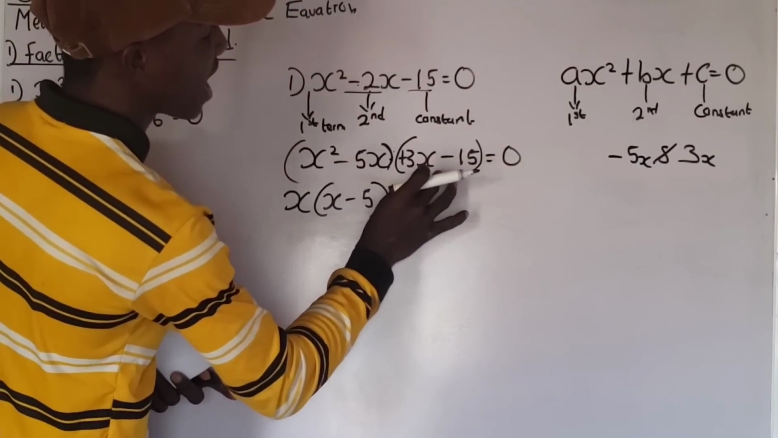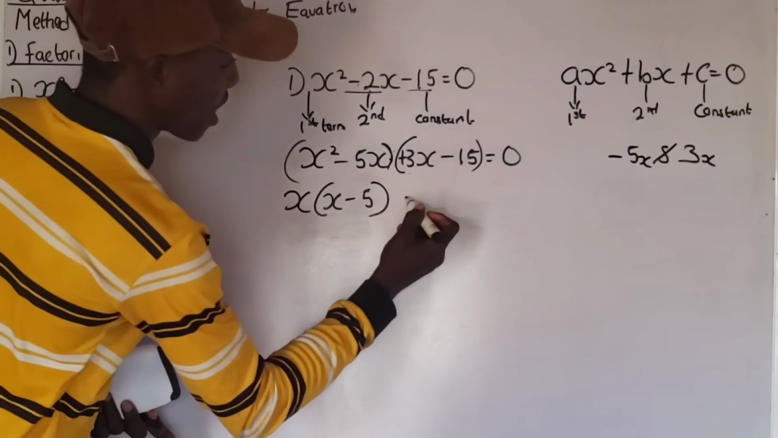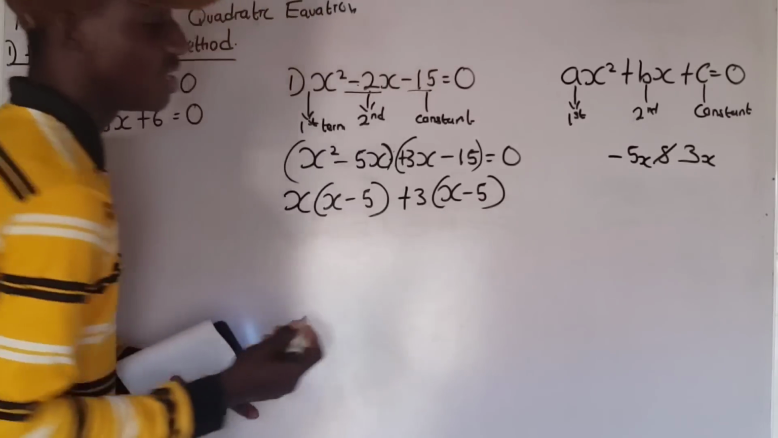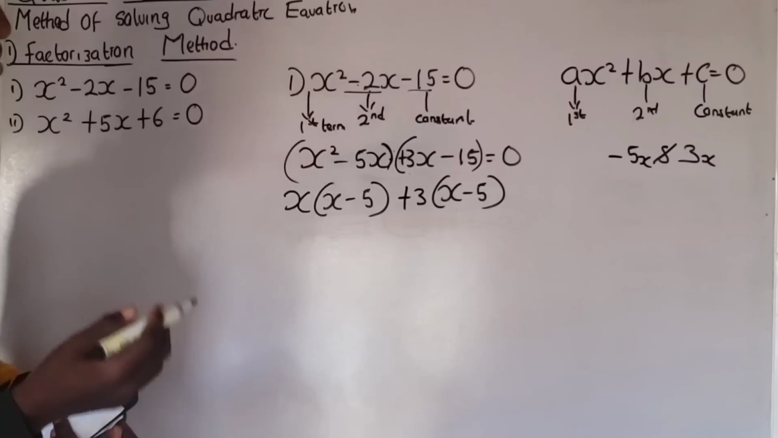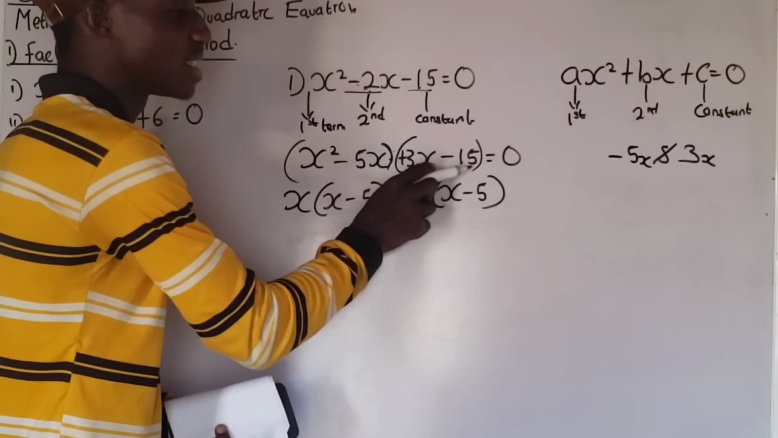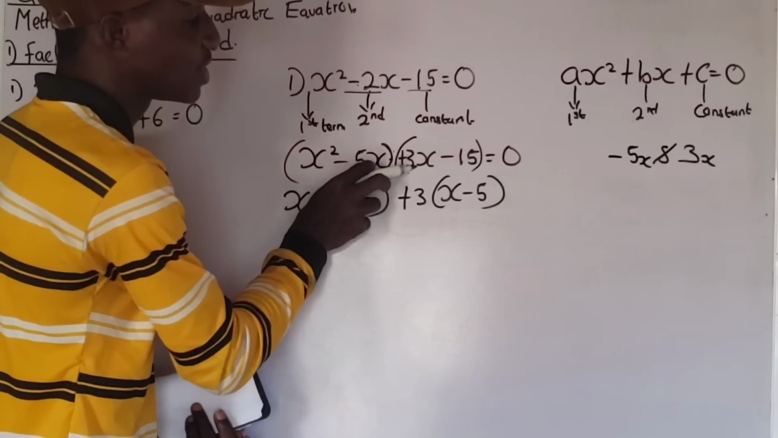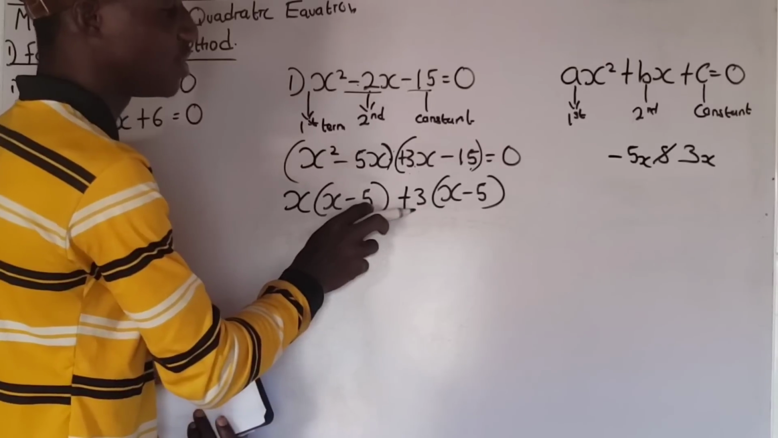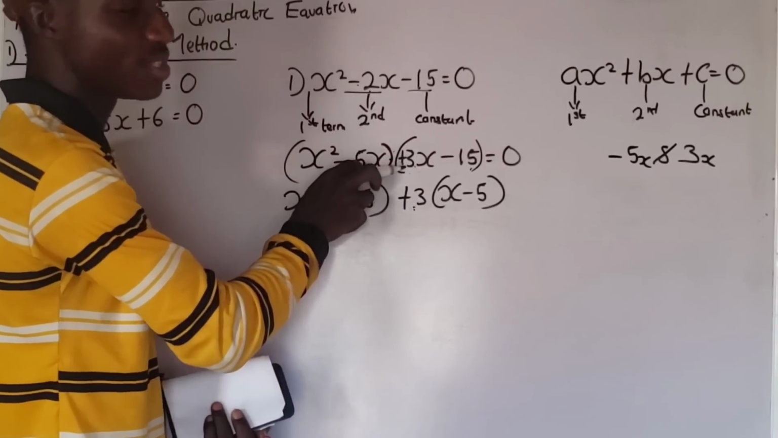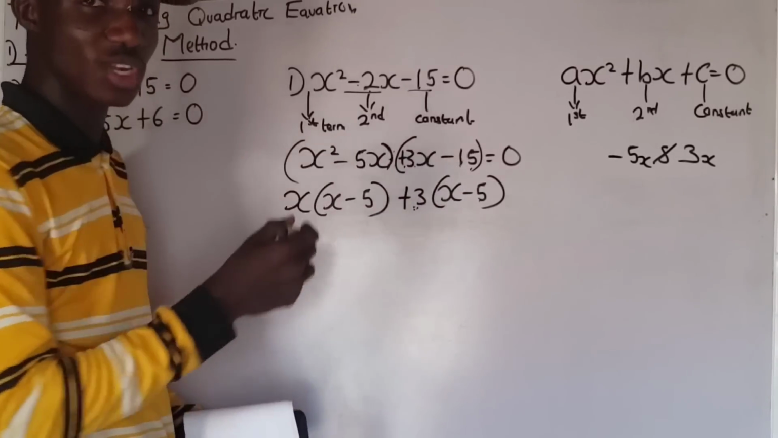positive 3x and negative 15. What is common is positive 3. You understand? So I'm going to have positive 3 into bracket x minus 5. Listen to the explanation again. It's simple. If I choose x here, x is not present in 15, so I cannot use x. What is common to positive 3x and negative 15 is positive 3. By the time I take the product of positive 3 and x, I'm still going to arrive at positive 3x. Positive 3 and negative 5 gives negative 15. Do you understand?